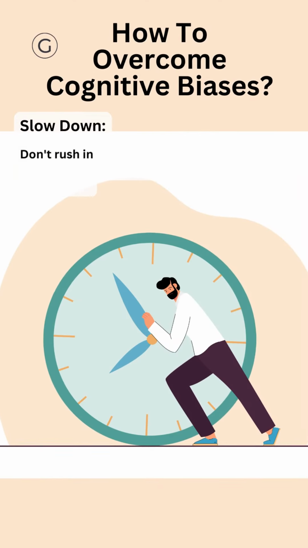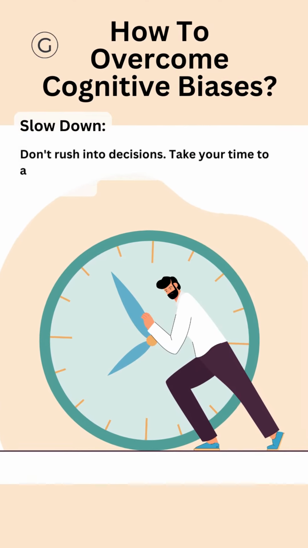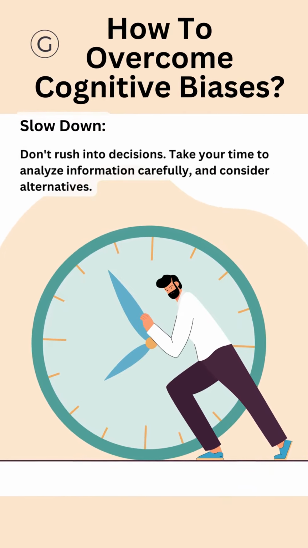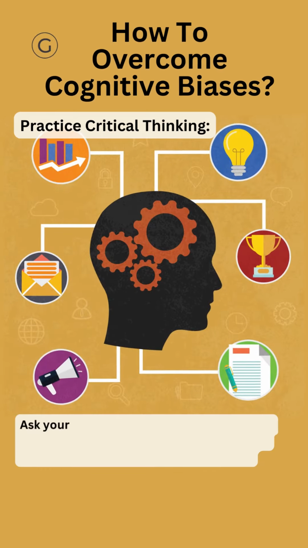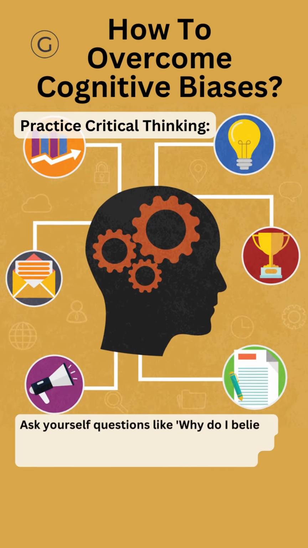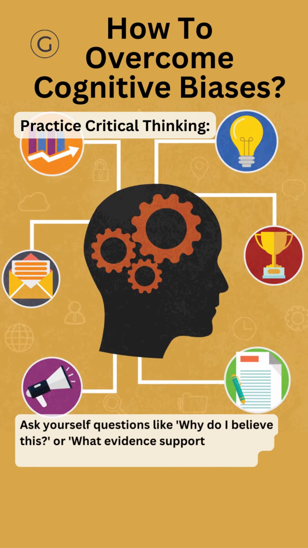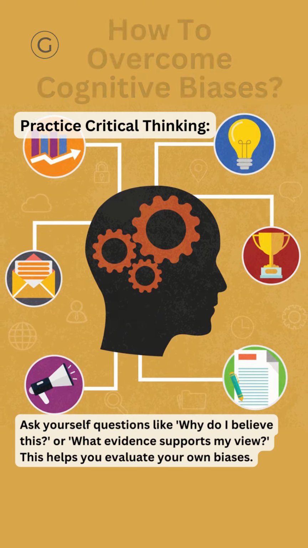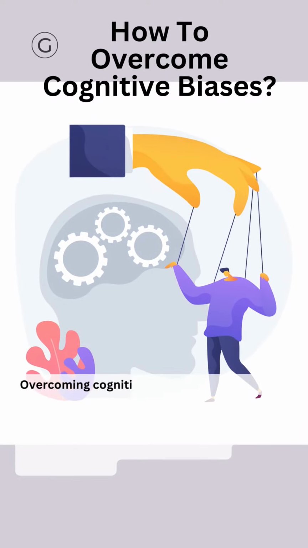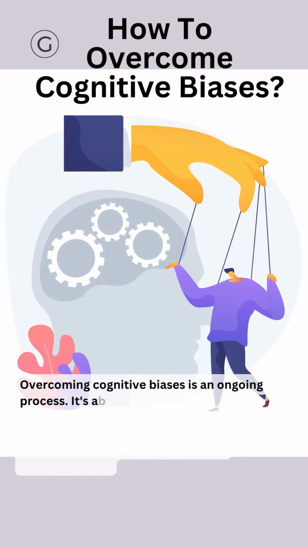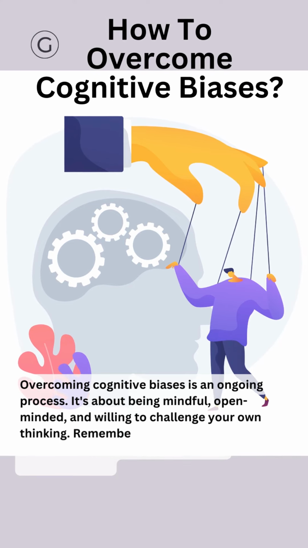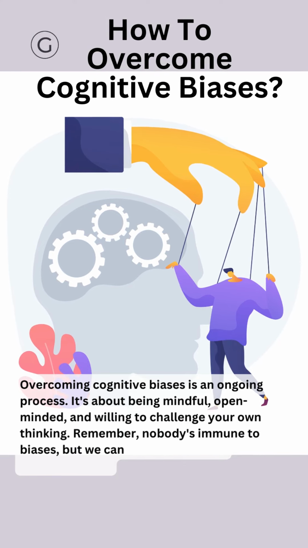Third, slow down. Don't rush into decisions. Take your time to analyze information carefully and consider alternatives. Practice critical thinking. Ask yourself questions like, why do I believe this, or what evidence supports my view? This helps you evaluate your own biases. Overcoming cognitive biases is an ongoing process. It's about being mindful, open-minded, and willing to challenge your own thinking. Remember, nobody is immune to biases, but we can become better at managing them.